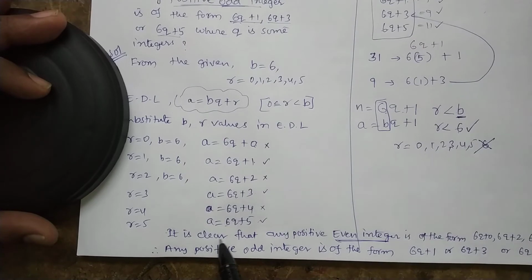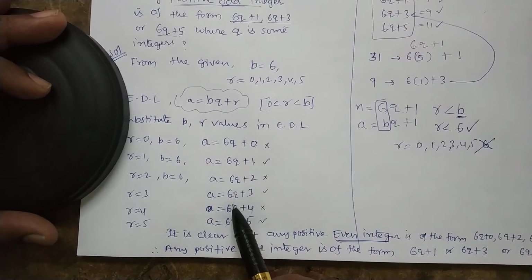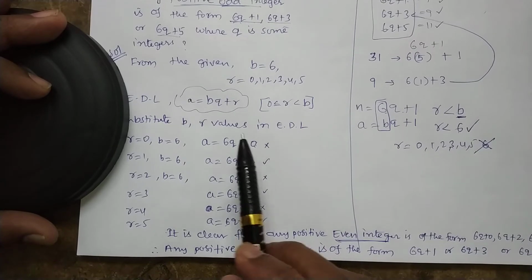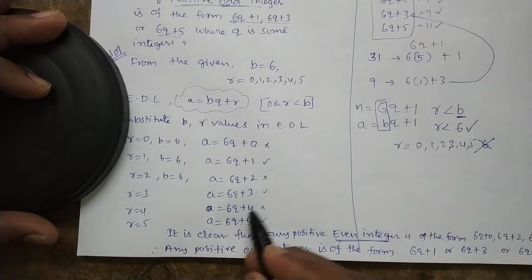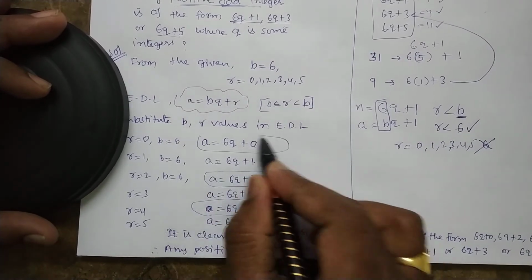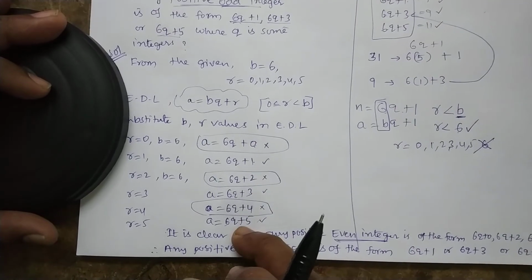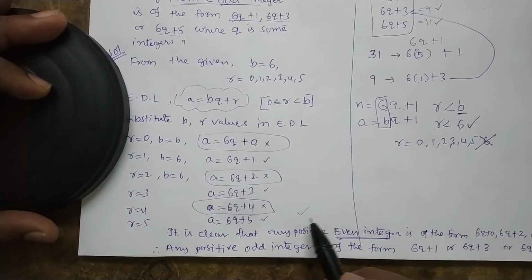So you can make a statement, even you can modify. So for any positive integer, we get 6q plus 0, 6q plus 2, 6q plus 4 as even numbers. So that statement also you can write here. So since these three are even numbers, remaining three are definitely odd numbers only. So like that you can write.